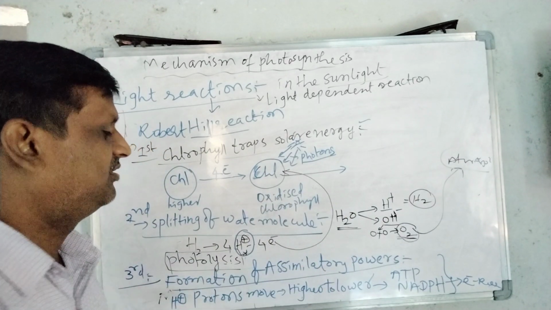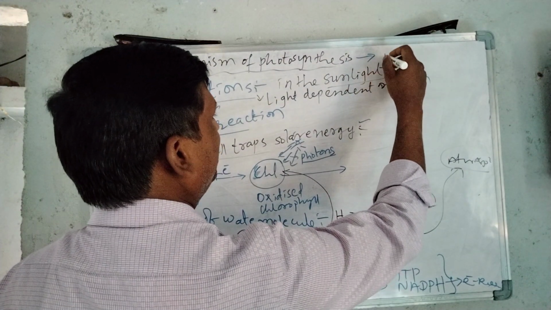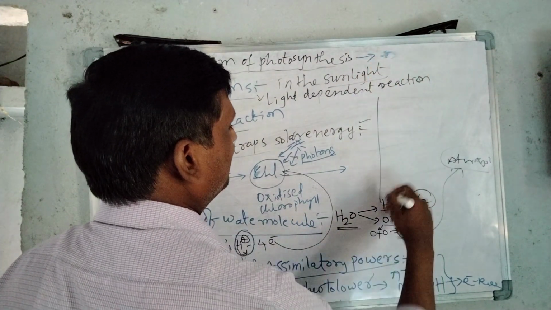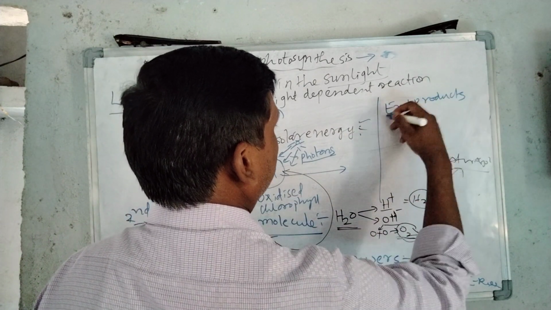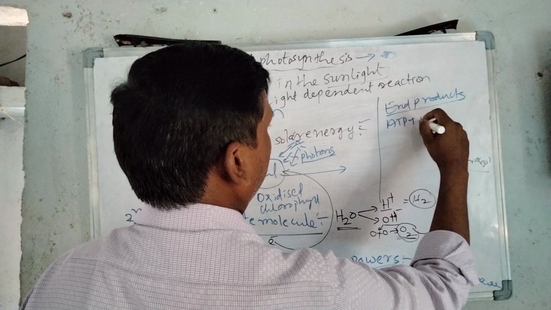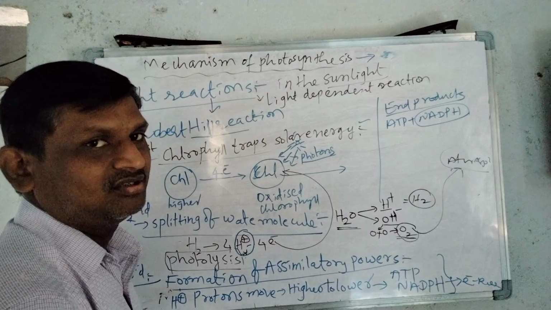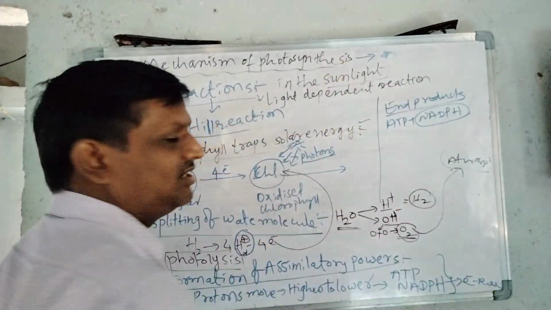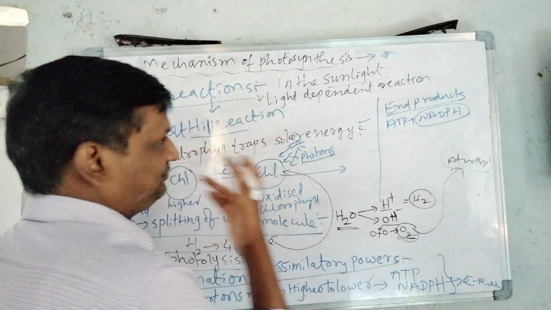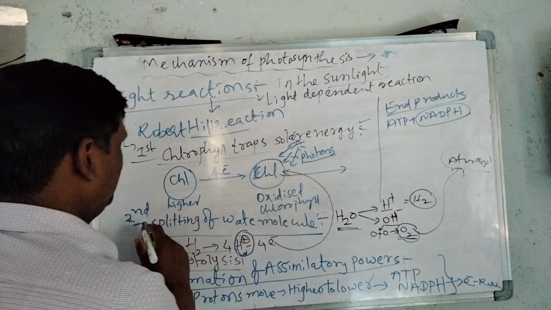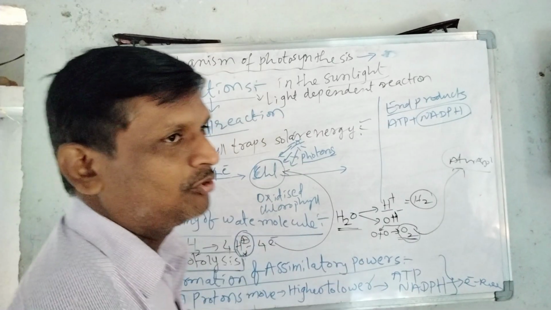So the end product of the light reaction, suppose for example, what is the end product of the light reaction? The end product of the light reaction is ATP and NADPH. What is the electron receiver? NADP is the electron receiver, so it becomes NADPH. Next, what is photolysis? Splitting of water molecule is also called photolysis. Who splits the water molecule?